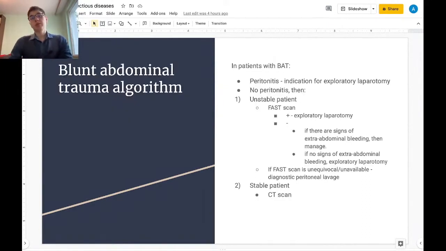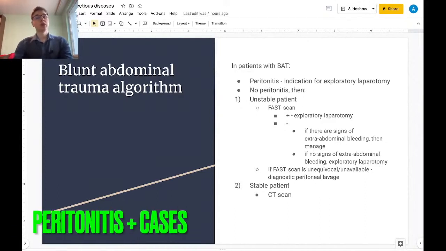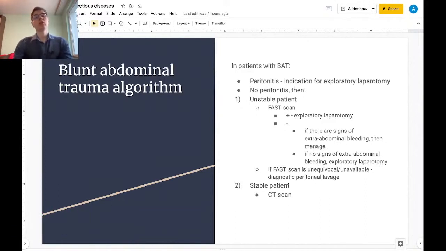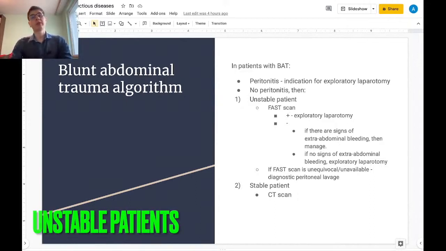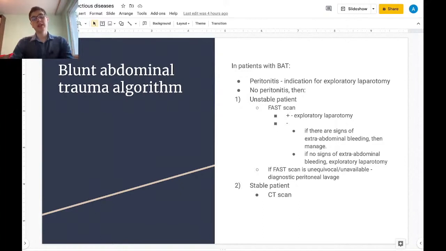In patients with blunt abdominal trauma, we assess firstly for signs of peritonitis. If there are signs of peritonitis, this is an indication for exploratory laparotomy. However, no peritonitis means that we analyze the hemodynamic state of the patient. If the patient is unstable, we proceed with a FAST scan. A positive FAST scan is an indication for exploratory laparotomy.